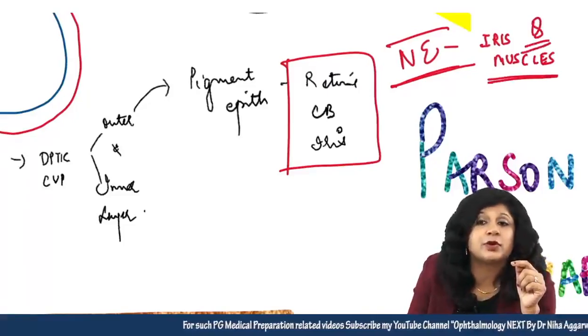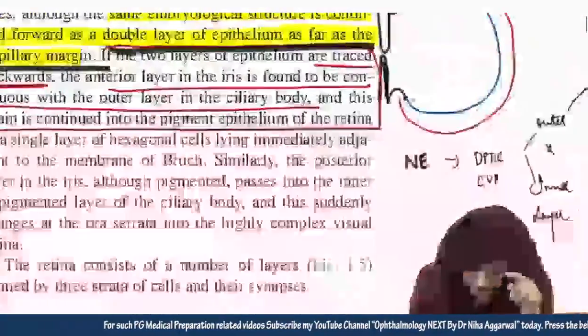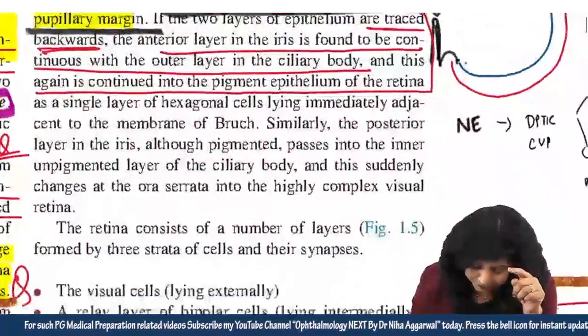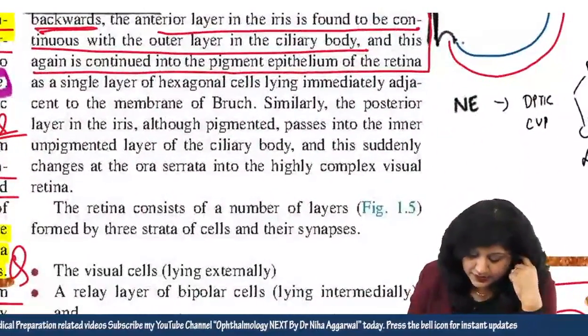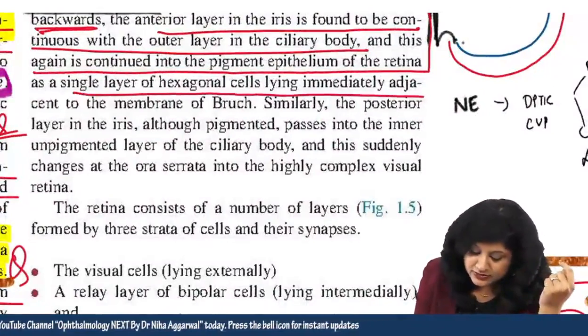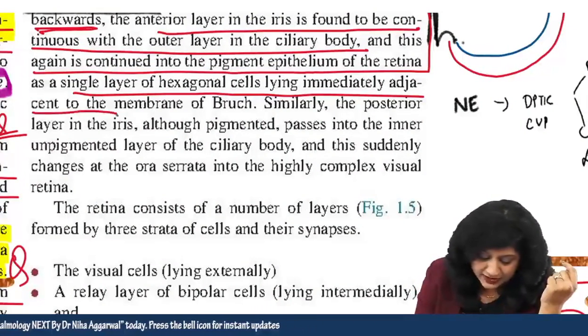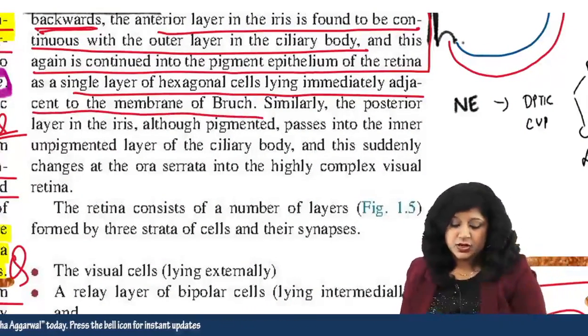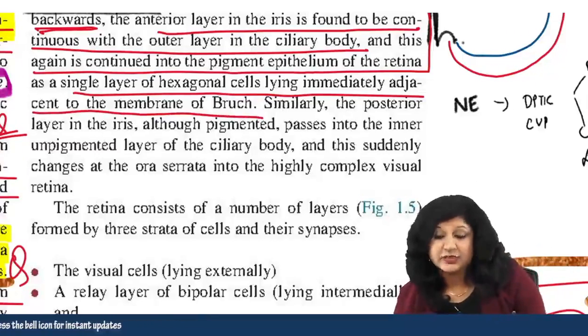This is also an important question that they are usually asking. Now, okay, then they are saying that it is also continuing with the single layer of hexagonal cells which are lying immediately adjacent to the membrane of the brush. So what is actually the pigment epithelium?